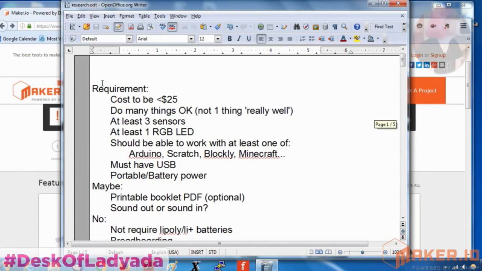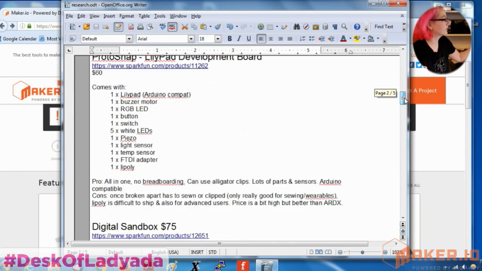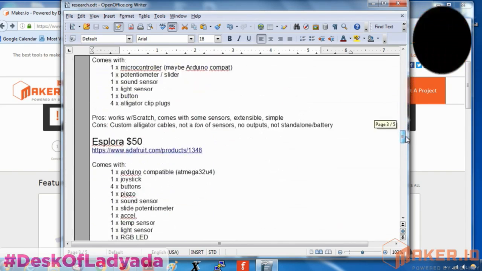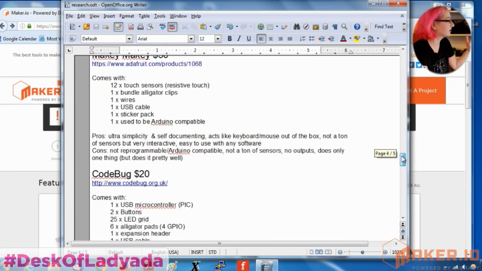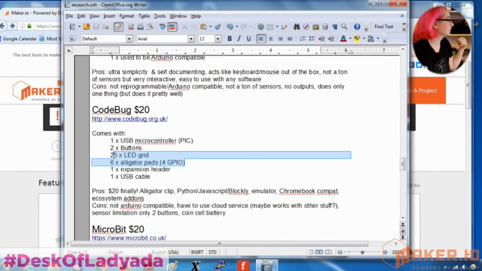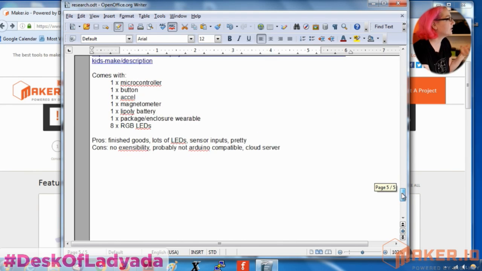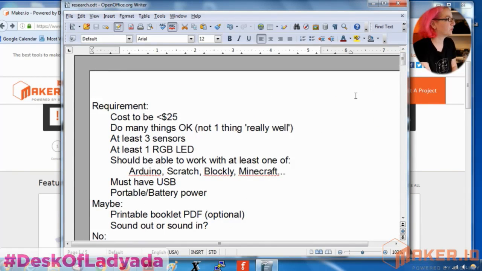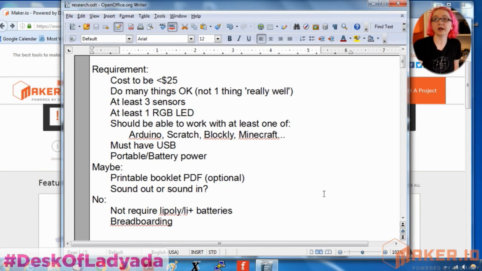So we ended up making a couple requirements as we wrote this out. We basically went through what's out there on the market. Some have microcontrollers and potentiometers and sound sensors and light sensors. And some have piezos and slide pots and alligator grids and LEDs and all that good stuff. And as we went through that, we came up with some things that we really liked and some things that we really don't like.